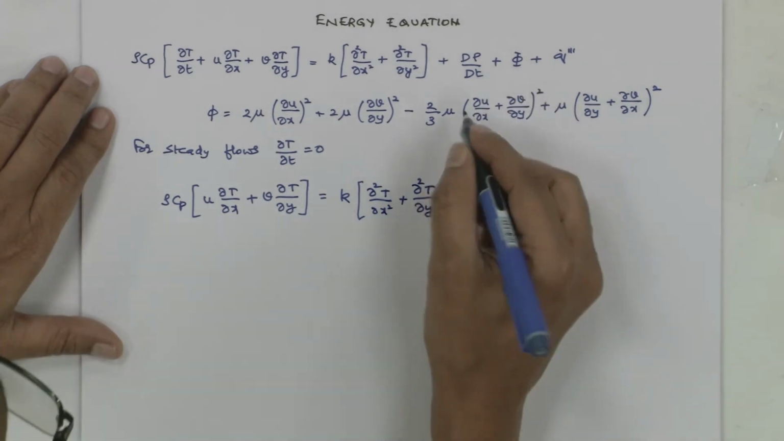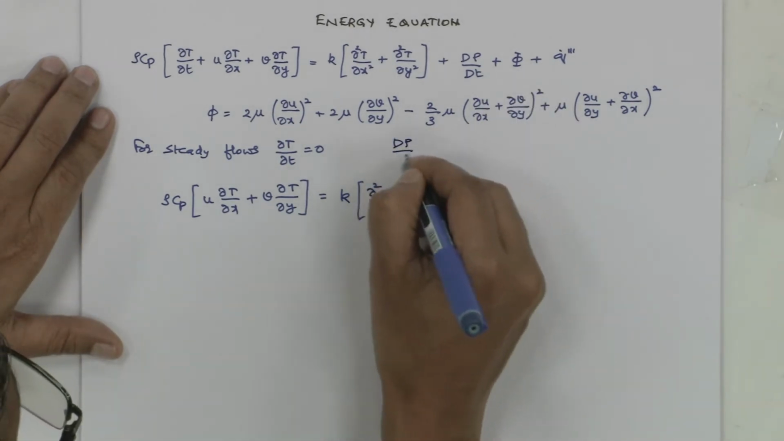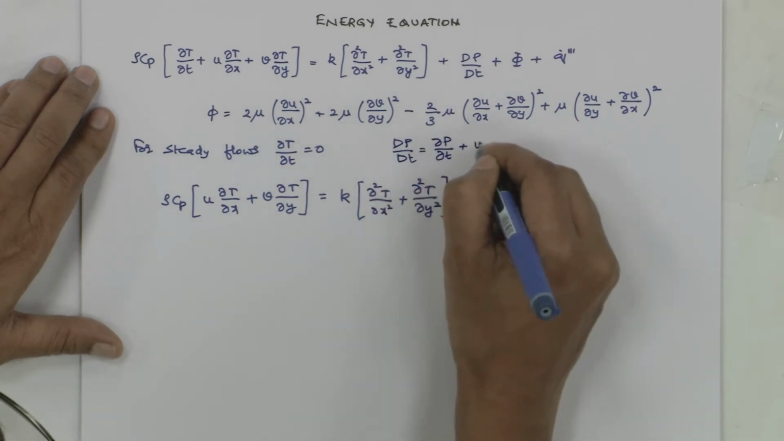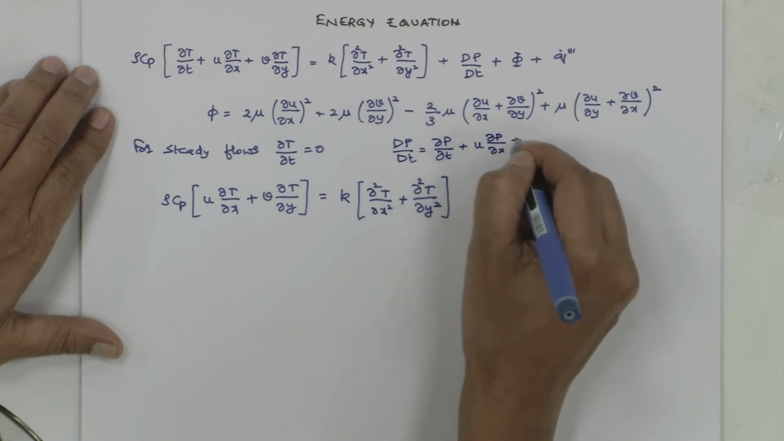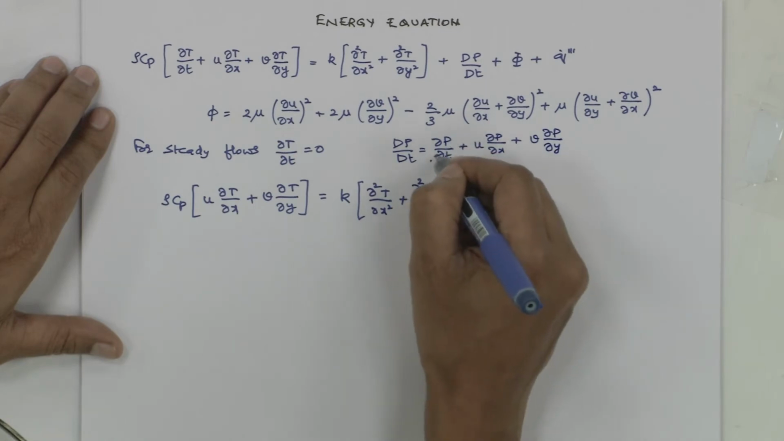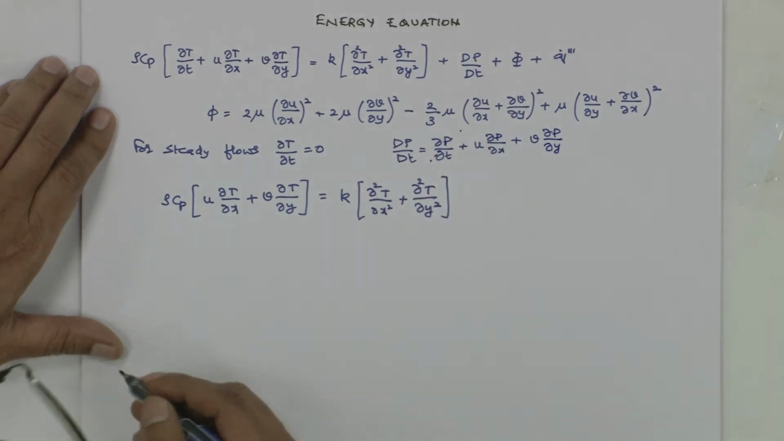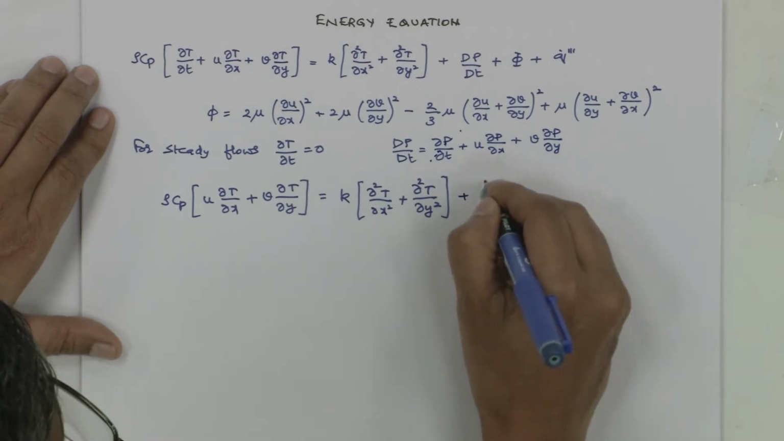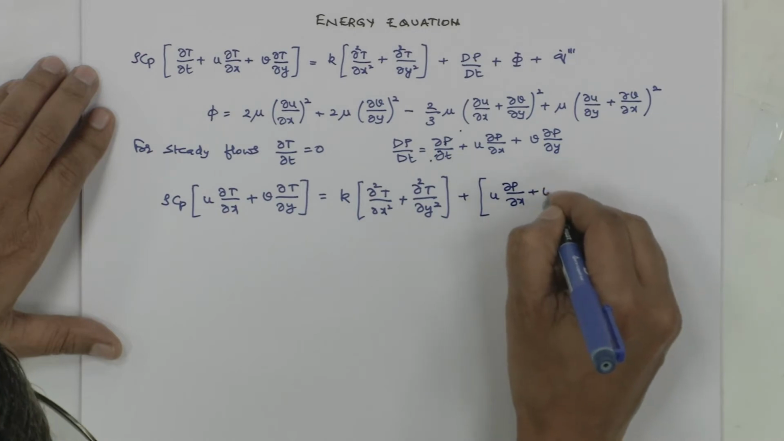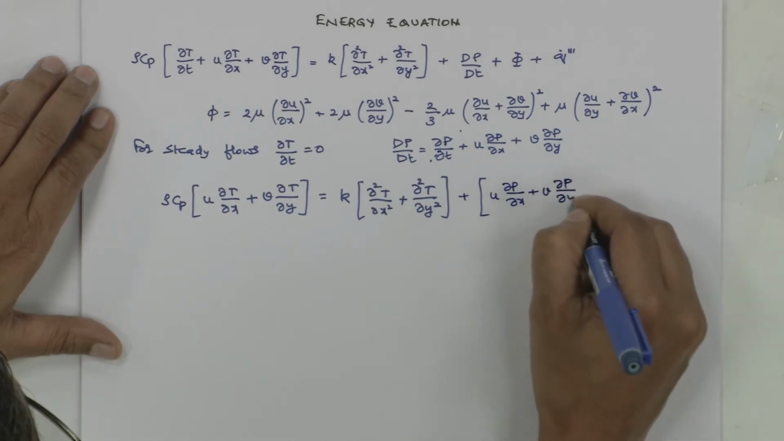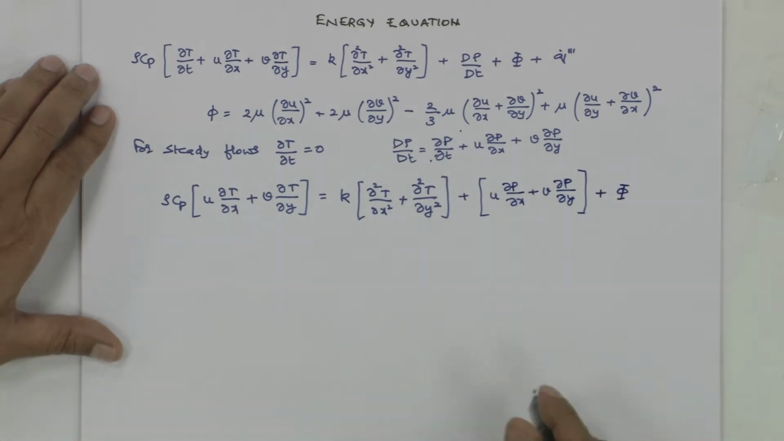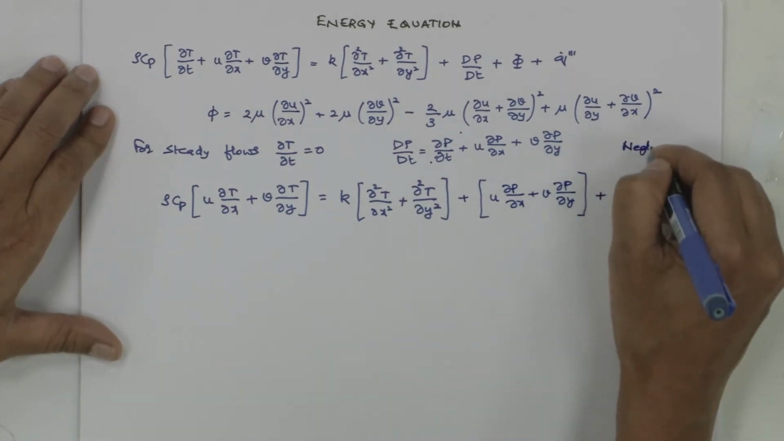Now in this dP by dt, if I expand that, dP by dt equal to del P by del t plus U del P by del X plus V del P by del Y. Now for steady flows, this term wouldn't be there. So you get plus U del P by del X plus V del P by del Y plus phi. Let me neglect volumetric heat generation.